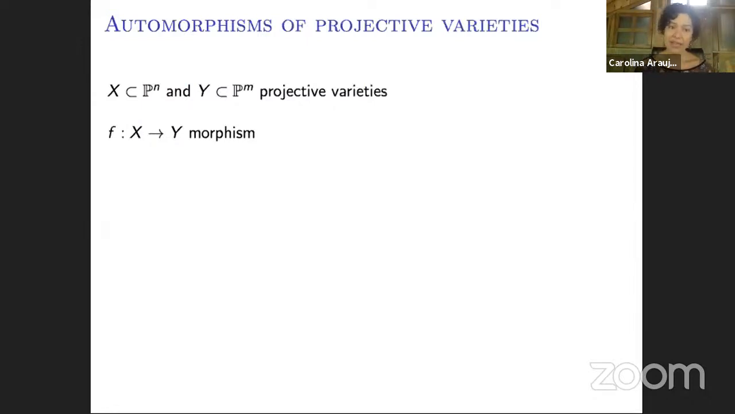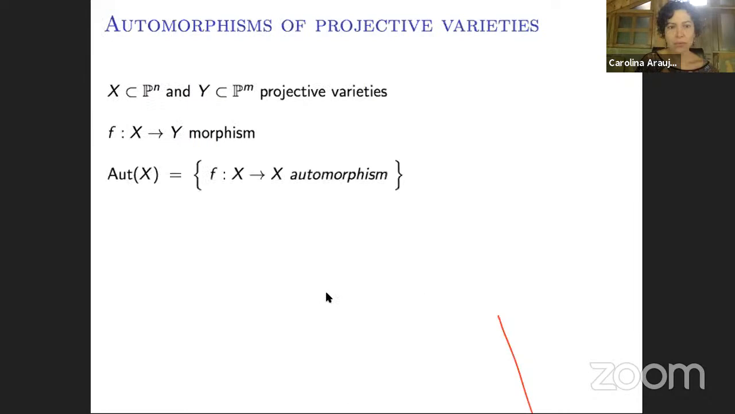So we are working, as I said, with projective varieties. These are complex varieties defined as solutions of polynomial equations. Then we have a notion of morphism between two such varieties. This is just a map F that is given coordinate-wise by polynomial equations, or at least locally they are modeled like this. So locally, at every point, you can define the map by polynomial coordinates.